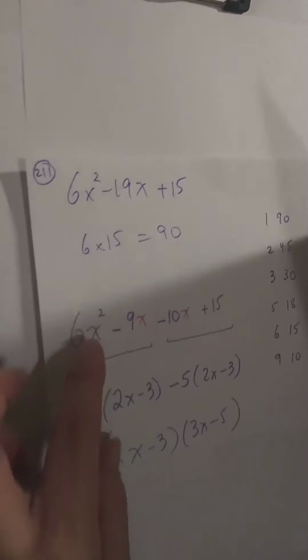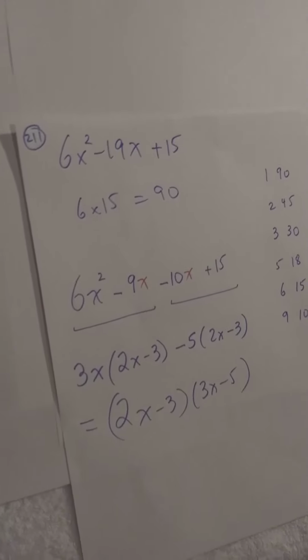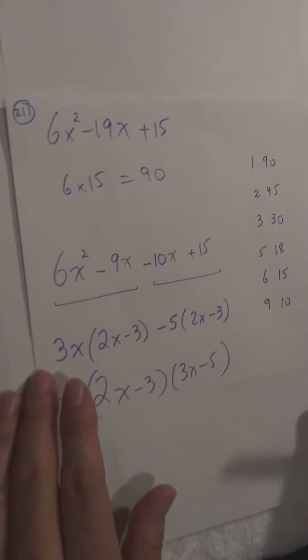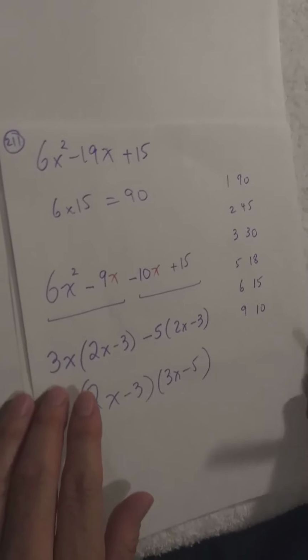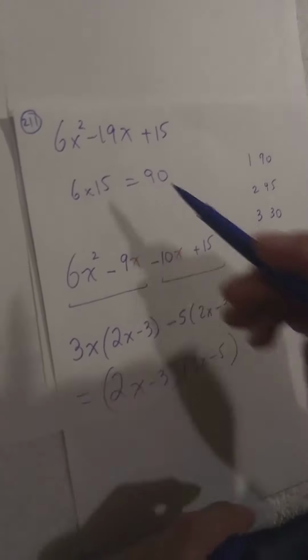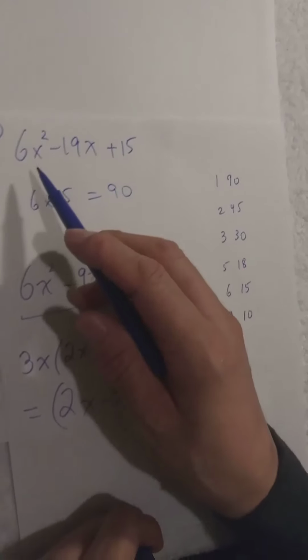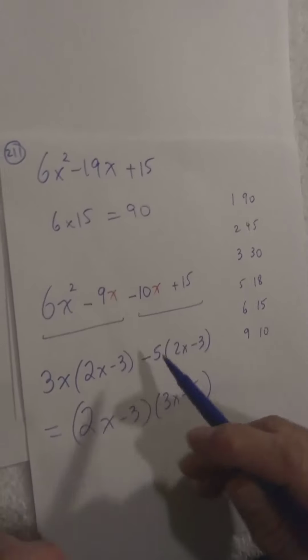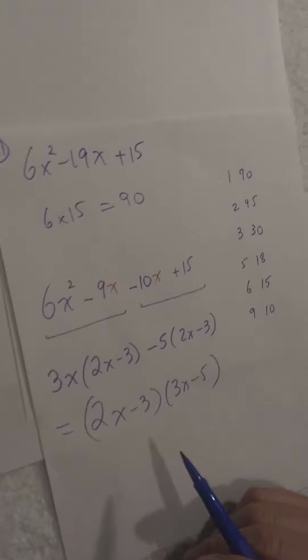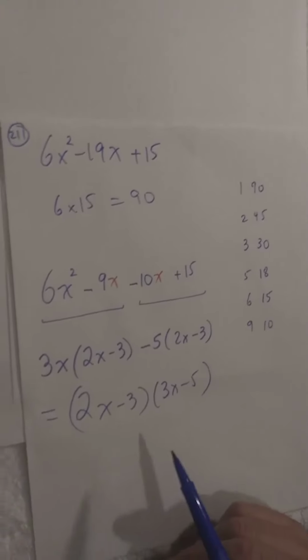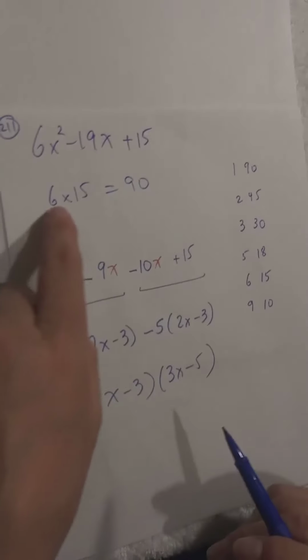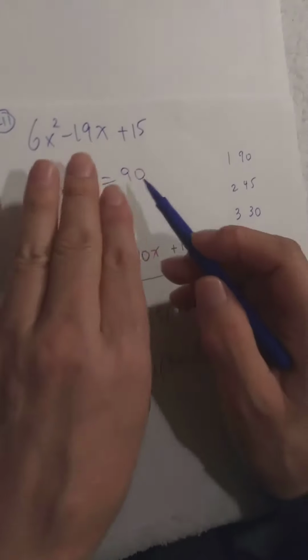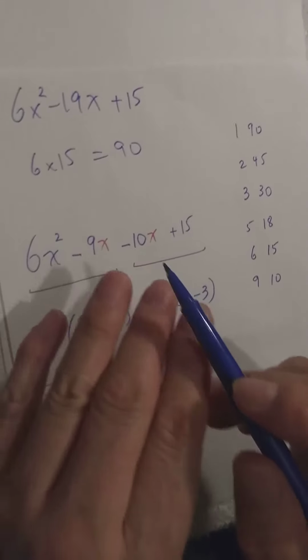And here's an example of middle term splitting. Factor 6x squared minus 19x plus 15. Well, 19 is not divisible by 6, and same thing with 15. So what we do is multiply 6 times 15, which gives you 90. Now we need to split up 90, write 90 as a product of two numbers.